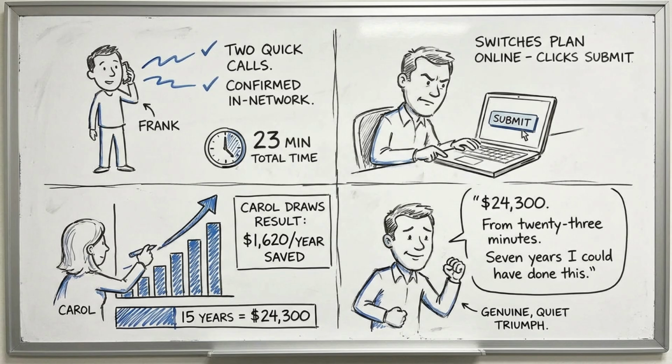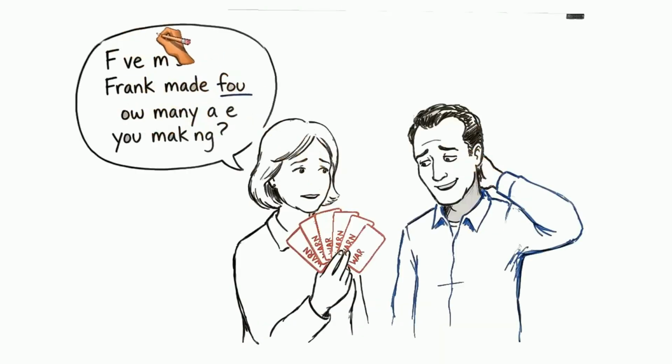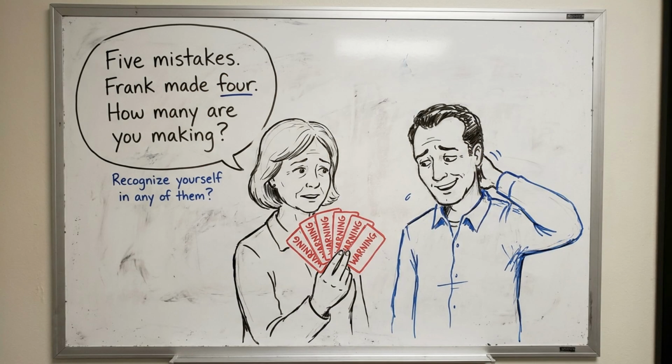Annual savings? $1,620. Over the remaining 15 years of Frank's retirement plan, $24,300. The 5 most expensive Medicare mistakes and how Frank made 4 of them for 7 years.